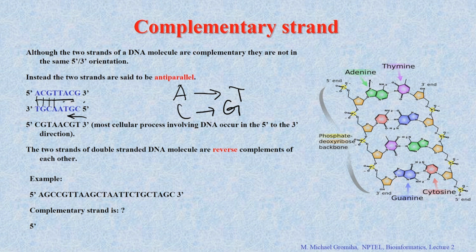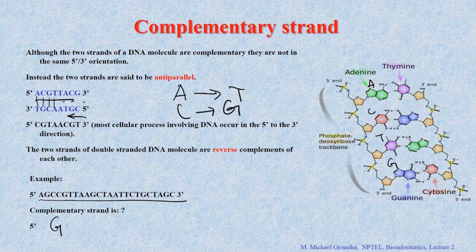Here I show the example, this is A, this is C, and here this is T and here this is G, right. So here we write 5 prime 3 prime, this is 3 prime 5 prime, and you can see the complementary here. Now I give this example, okay, this is a sequence. What is the complementary strand from 5 prime 3 prime direction?